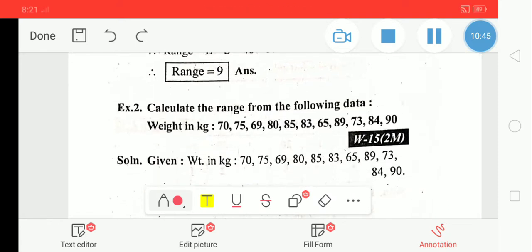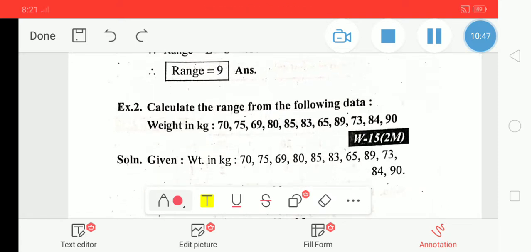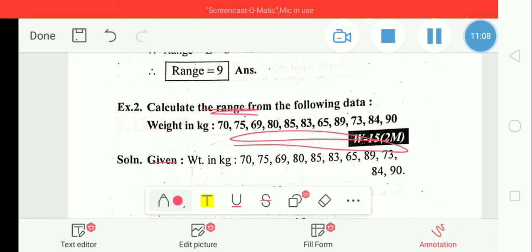Now calculate the range of the given data. The weight is in kg, so this distribution takes weight in kg. Now, solving, we have to find the range. We know that range is equal to L minus S, meaning largest value minus smallest value.